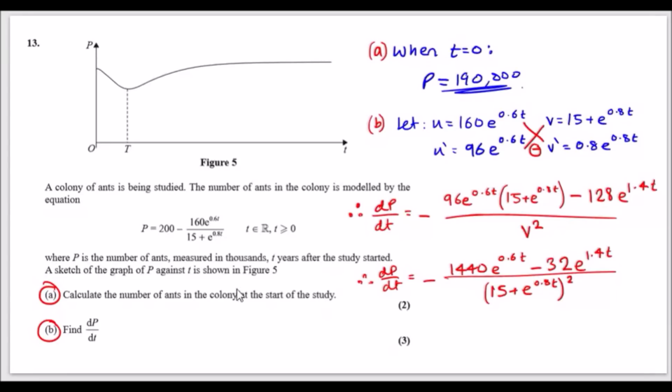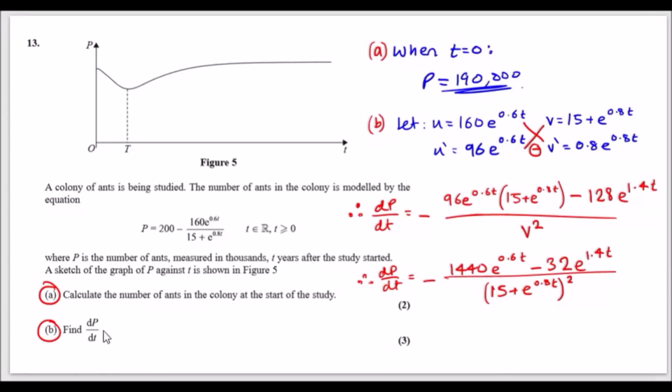Now, A, calculate the number of ants in the colony at the start of the study. Well, very easy. Start of study is over here, so it means when the time is 0. So plug in t is 0 into this equation, and just doing the maths carefully, you should get 190, so 190,000 ants.